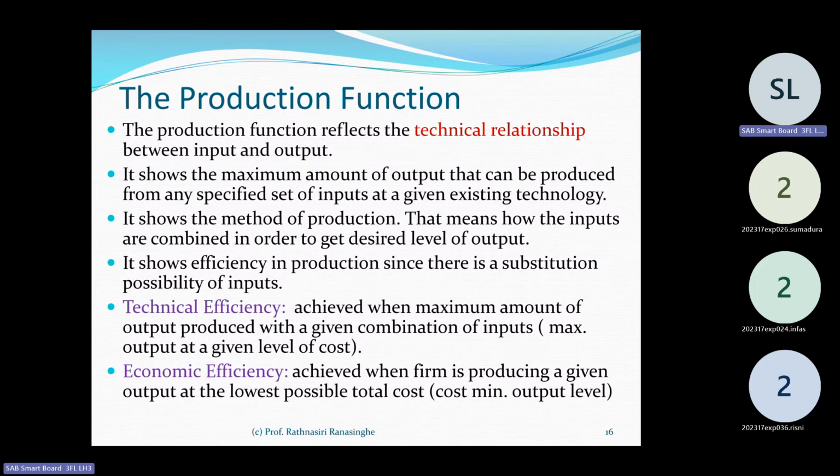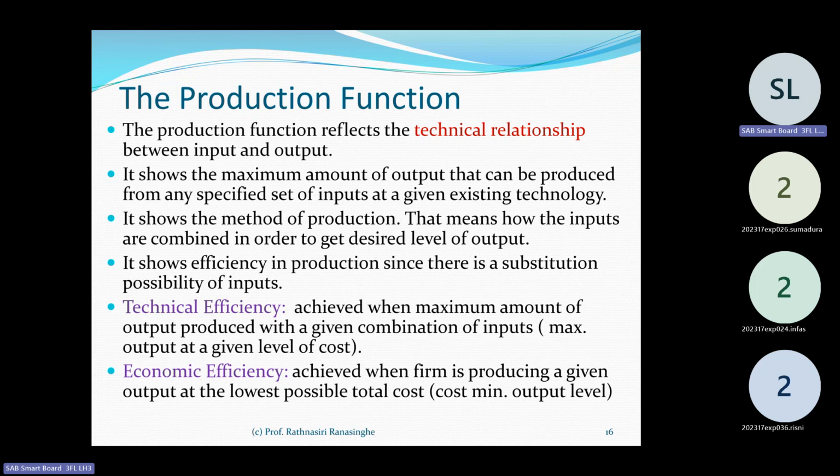Right? So a dependent variable and independent variables, we can identify in the production function. Two variables are there: one is the dependent variable and one is the independent variable. The dependent variable is the output. Independent variables are inputs, the factors of production that we incorporate. The relationship between input and output explains the production function. It explains the technical relationship because we incorporate these factors of production in order to produce maximum output.